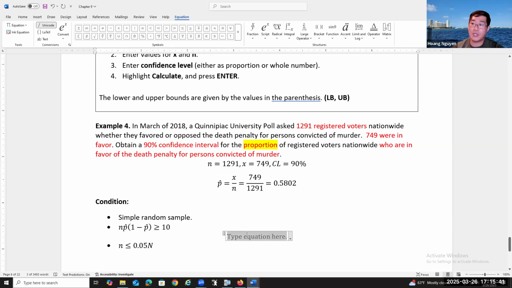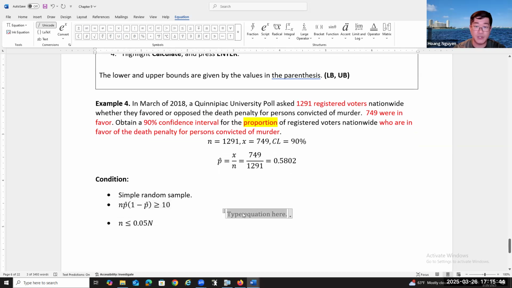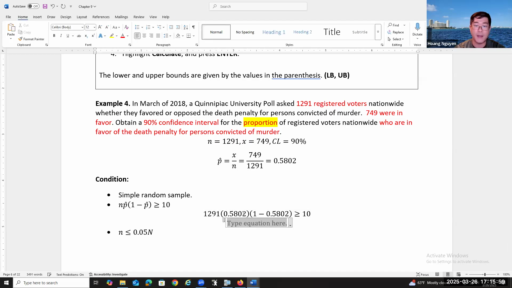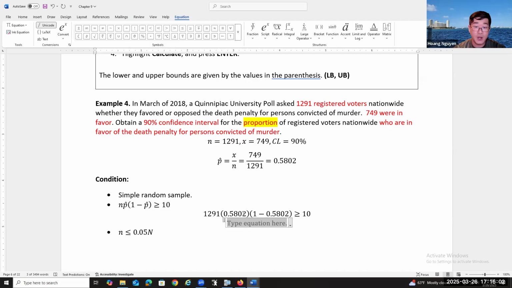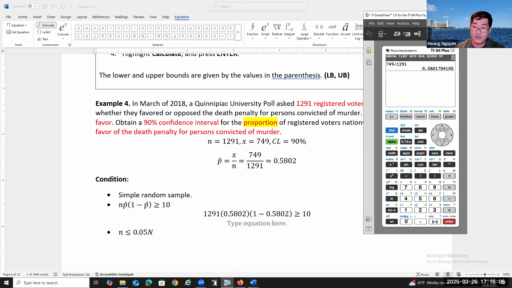After we know the sample proportion p hat, we can plug it into the second condition to double check. The sample size 1291 times the sample proportion 0.5802 times 1 minus 0.5802. We have to make sure that this is more than or equal to 10. Is it true? We will check it then. So 1291 times 0.5802 times 1 minus 0.5802. That's going to be 314.4462.